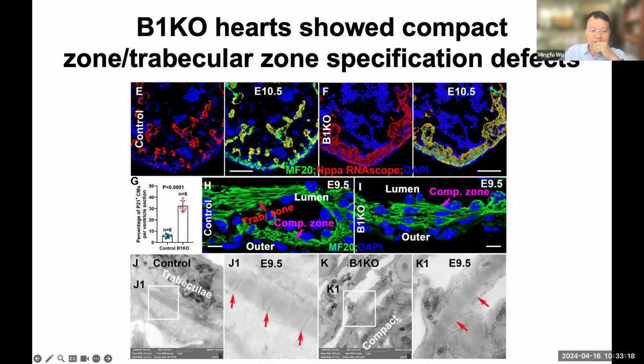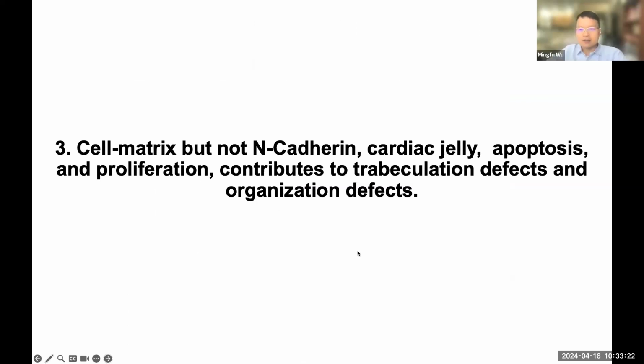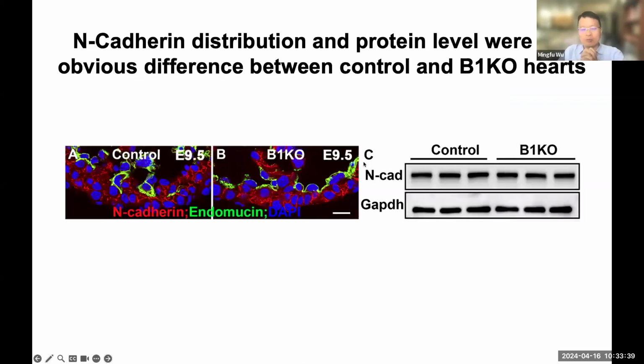And this is confirmed by the EM examination. Okay, the third set of data I want to discuss is the cell matrix, including the extracellular cardiac jelly, apoptosis, and proliferation contributing to the trabeculation defect and organization defects. Previously, we found that in the mouse, and also in Didier Stainier's lab, they found in the zebrafish, that the extracellular matrix is required for trabeculation.